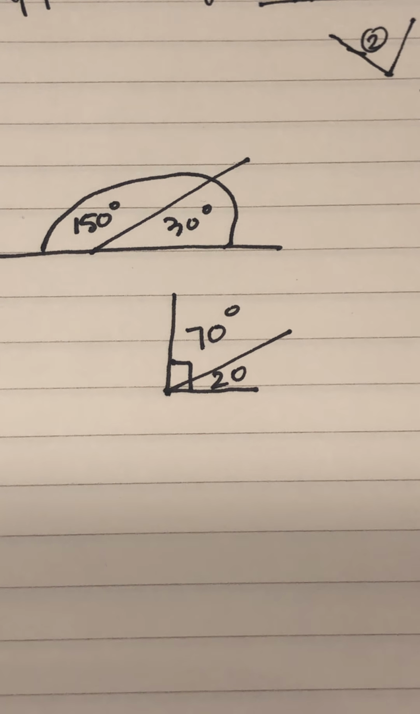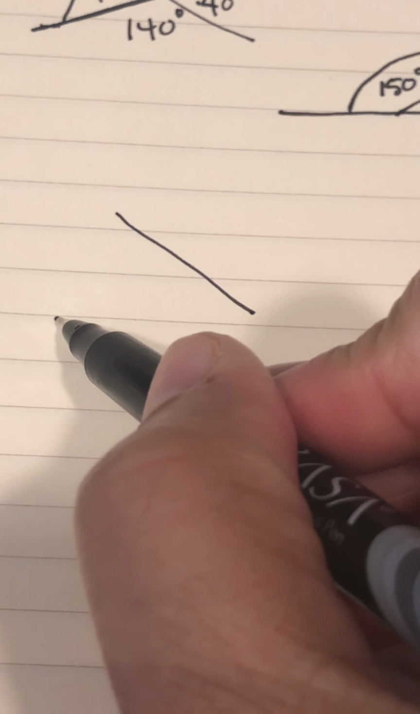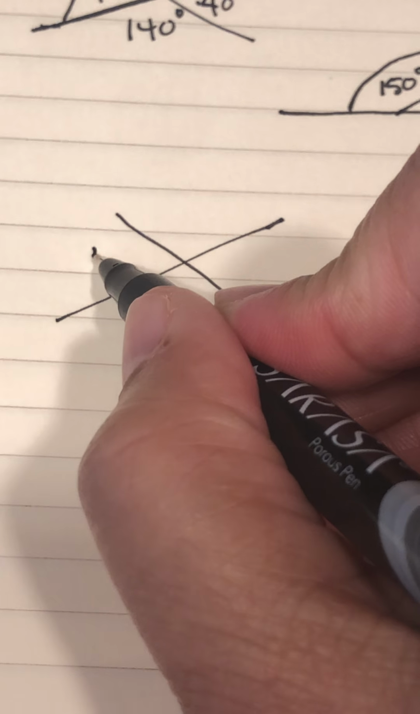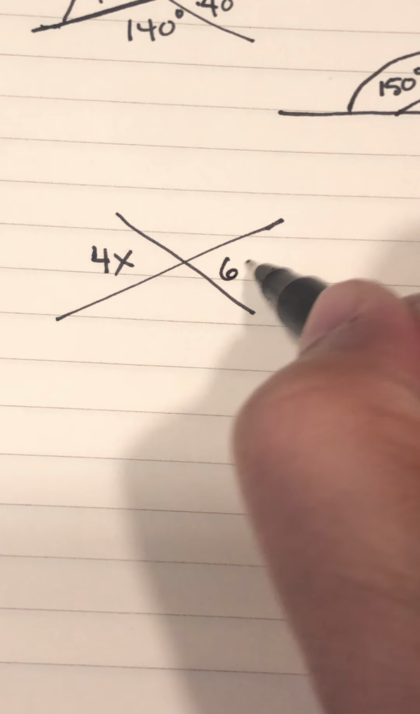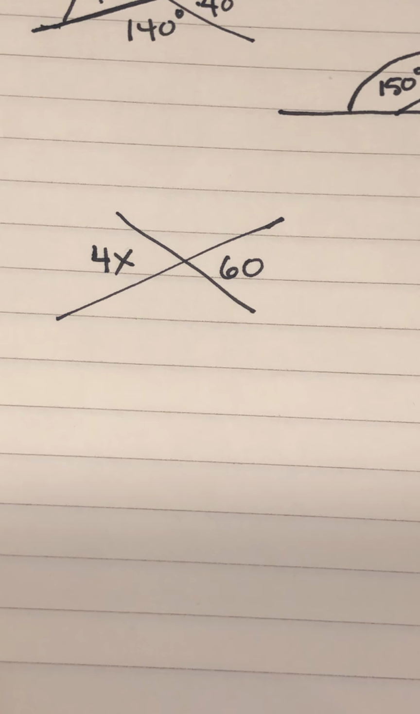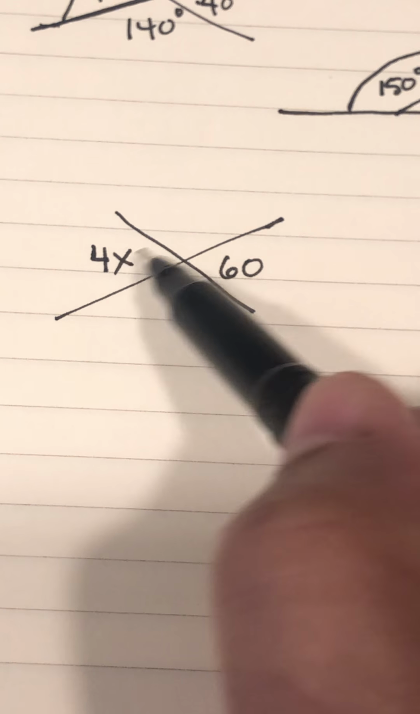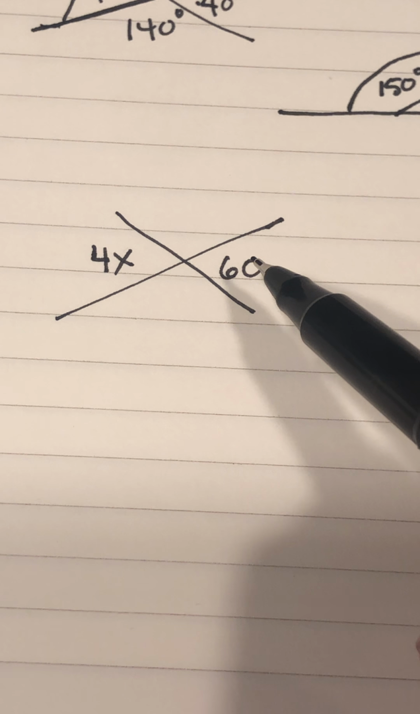Okay? So now let's try incorporating our skill on solving equations here. So let's try with, let's see, this one. If I'm going to give you that this is 4x and this is 60, for example. Okay, so what is the relationship between the two angles? They're vertical pairs and they are equal to each other.